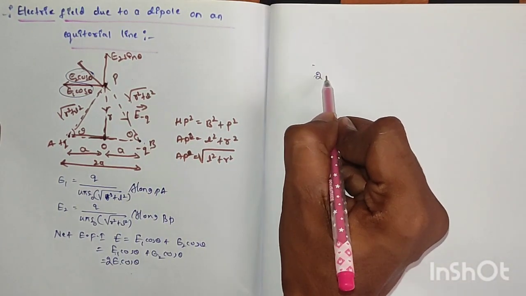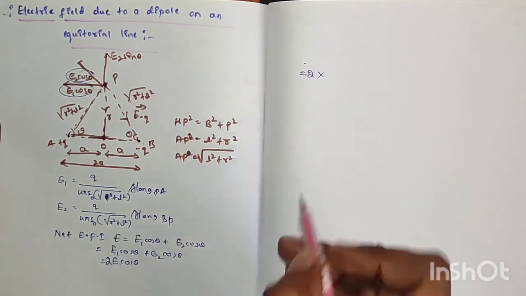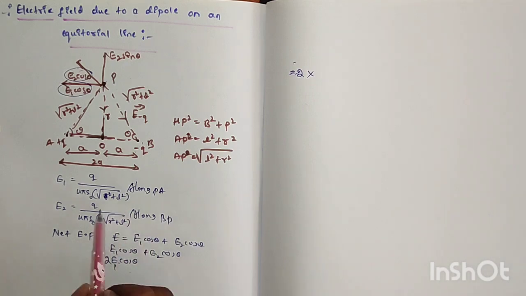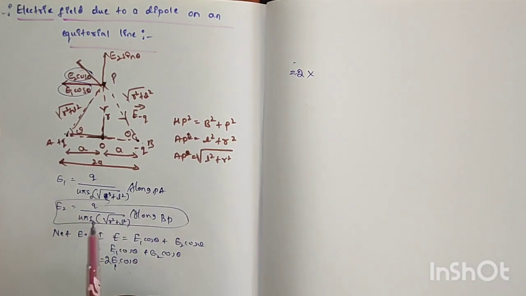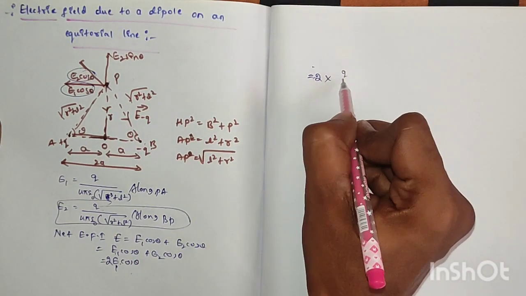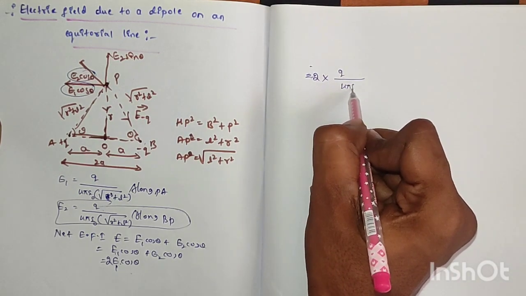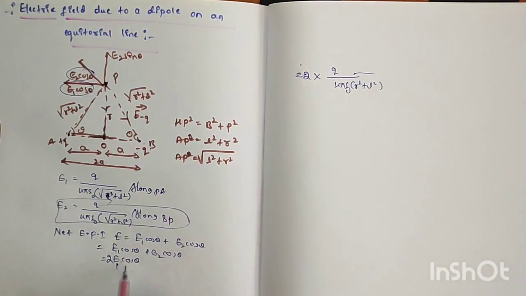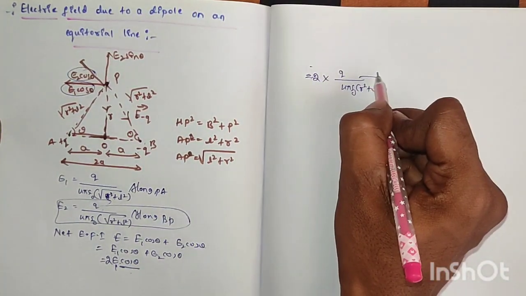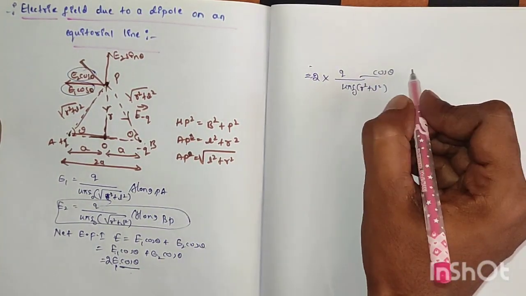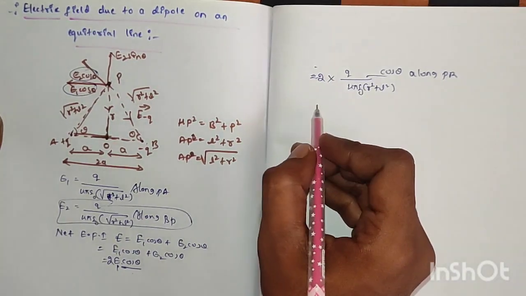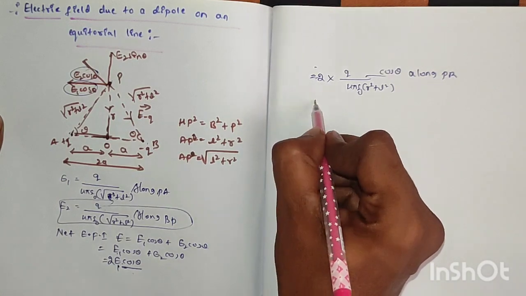Here, 2 into E, where E is the electric field equation, Q divided by 4 pi epsilon naught R square plus L square. Here the remaining factor is cos theta, along the line PR.